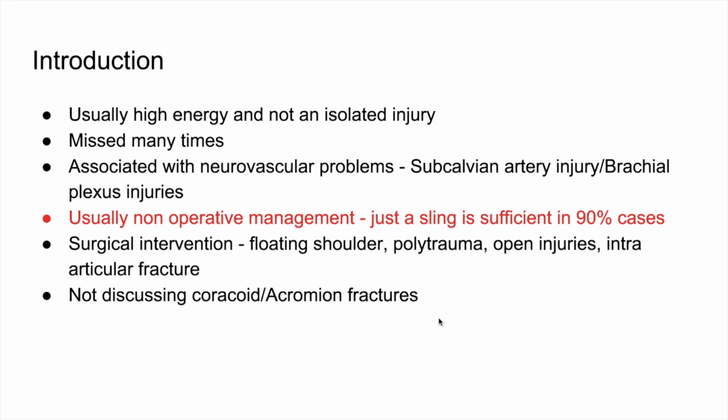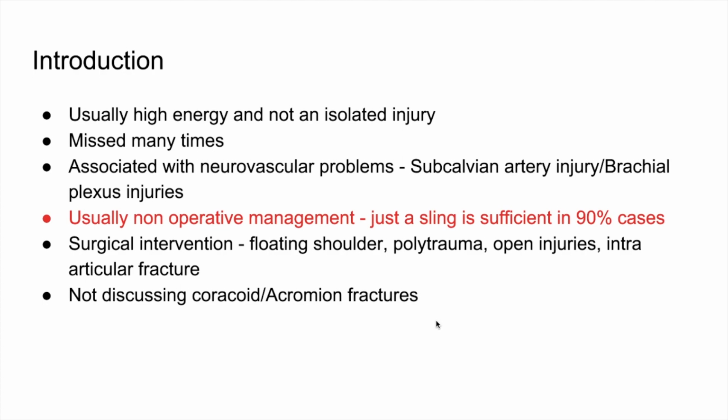It is associated with neurovascular problems. So many times you have this scapular fracture with scapulothoracic dissociation. So we have a very high percentage of subclavian artery injury and a very high percentage of brachial plexus injuries as well. And one important thing about scapular fractures, most of these can be managed non-operatively. There are very few indications for surgery, which we will go through in this presentation, which will help you for your MS and DNB exams. And just a sling is enough in about 90% of the cases.